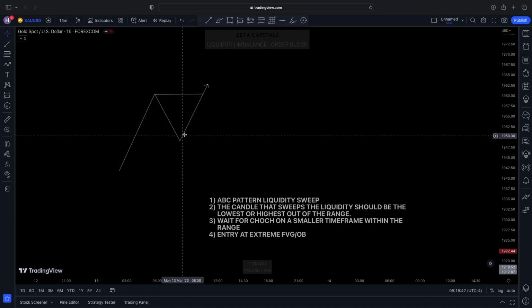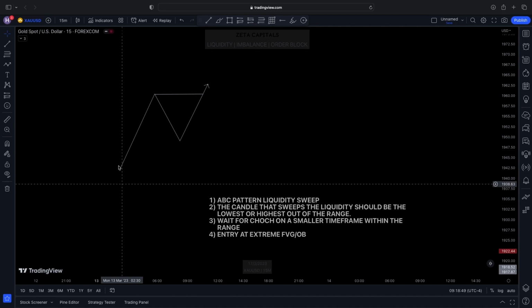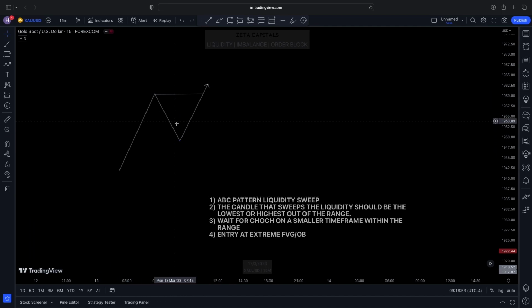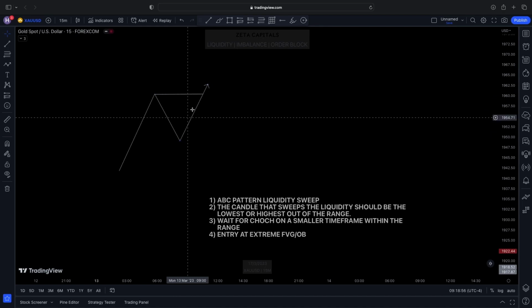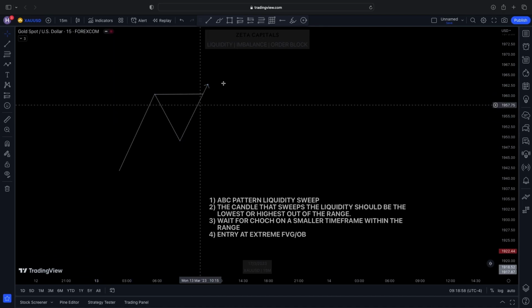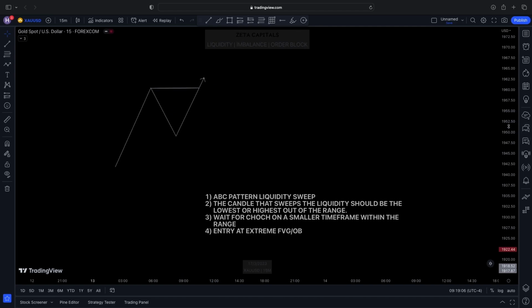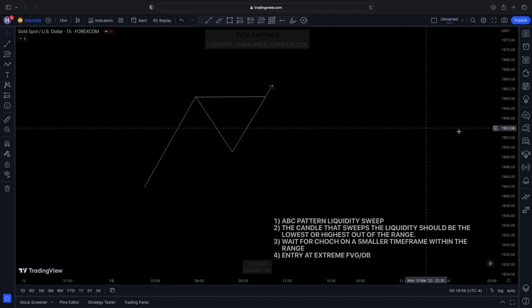So the C leg is the movement in the very first direction. The A leg is the move in the first direction. B leg is the move in the opposite direction. And then the C leg is once again move in the first direction. We got A and B and C. So the C leg takes out the liquidity. So this is called ABC pattern. Now this is the sort of pattern you need to look for once you have identified this pattern.